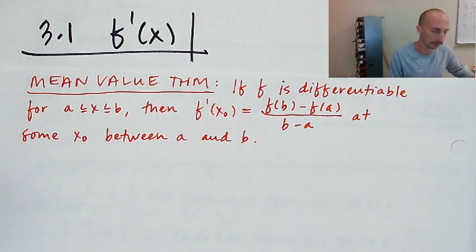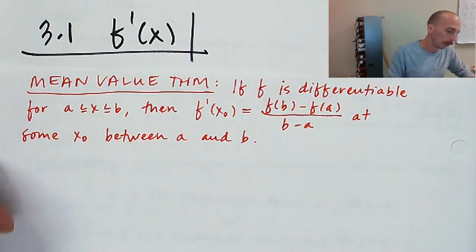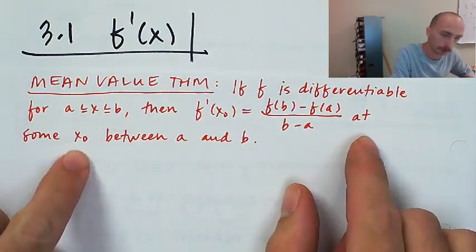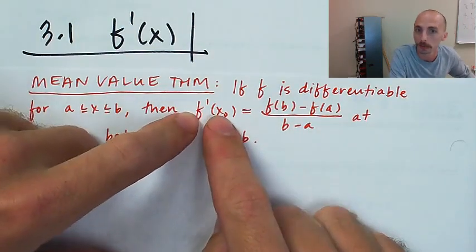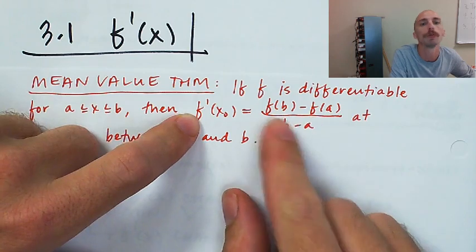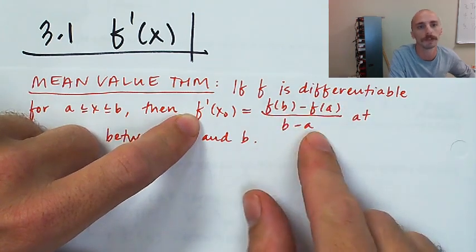All right, so once again, if f is differentiable on the interval a to b, then we'll have some place called x0, where the instantaneous rate of change, the derivative with x0 plugged in, is equal to the average rate of change, which we know is f of b minus f of a over b minus a.